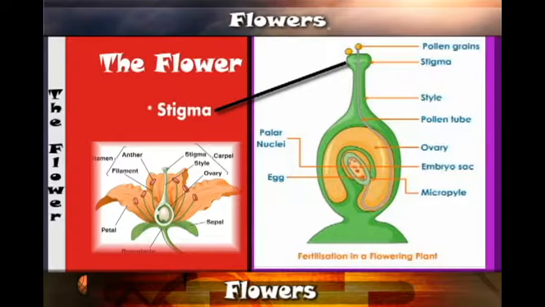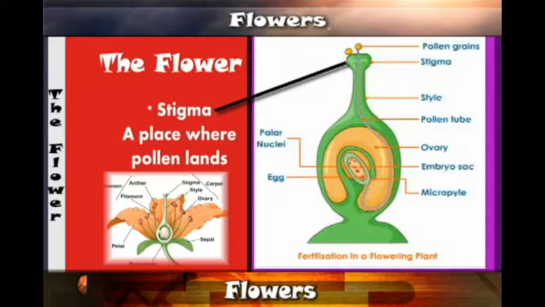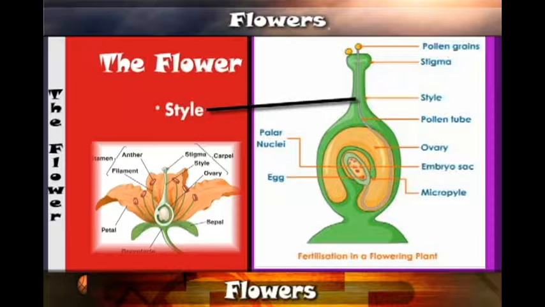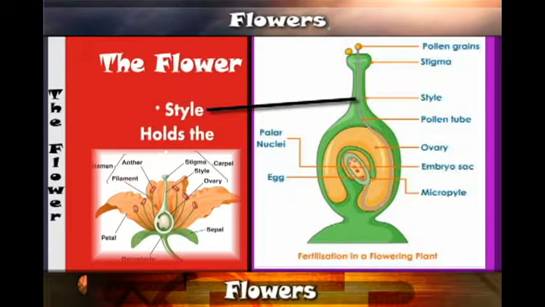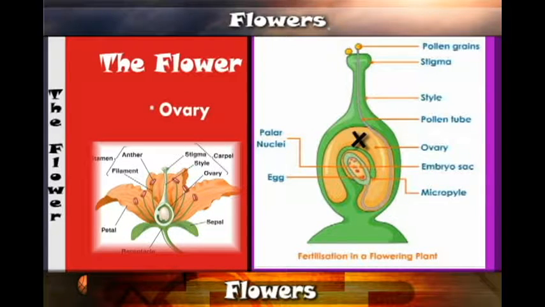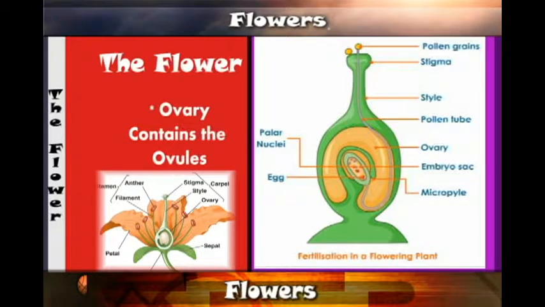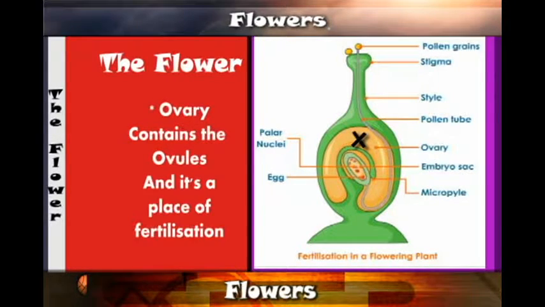And then we have the stigma. At the stigma, this is where the pollen grain lands and germinates before fertilization. We have the style. The style suspends the stigma for easy access by the pollen and the pollinating agents. That is the style. And then we have the ovary. The ovary contains the ovules, and fertilization takes place in the ovary.